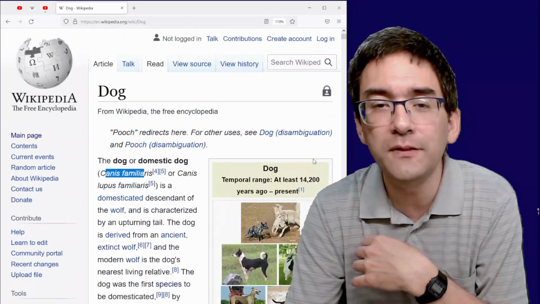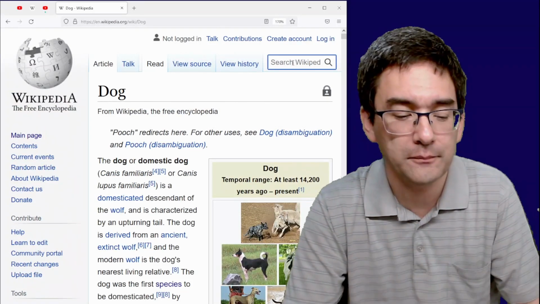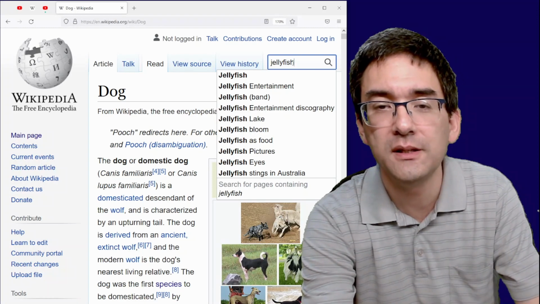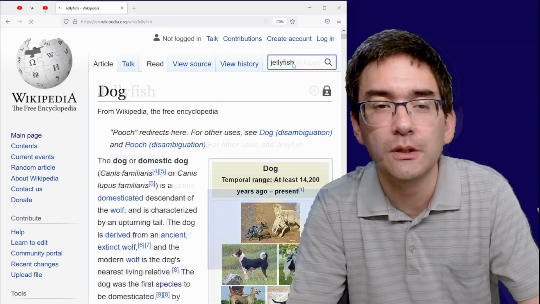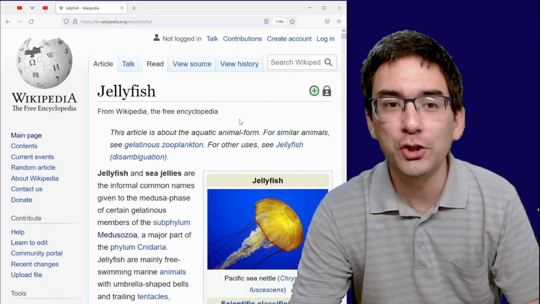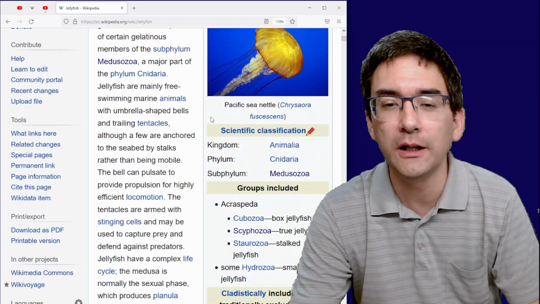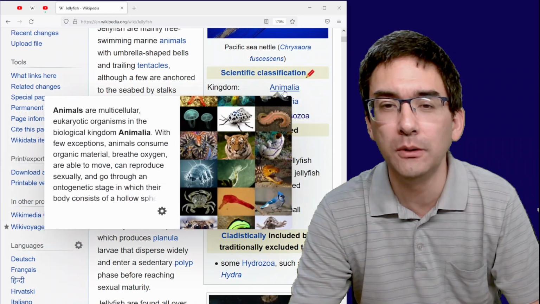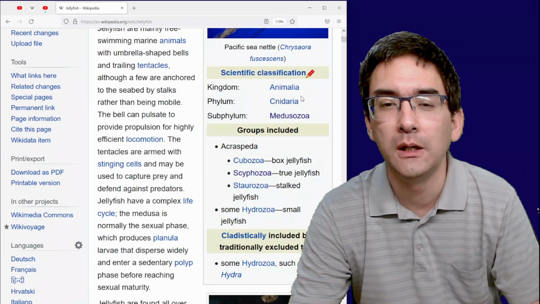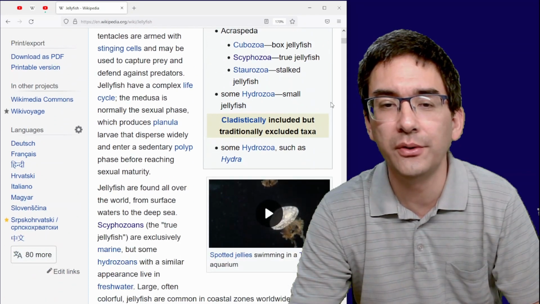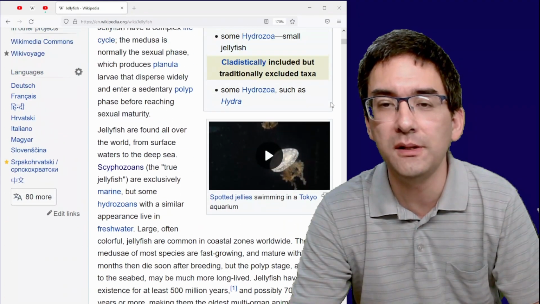So what about the scientific name for jellyfish? What is the scientific name for jellyfish? So here we go, jellyfish. And when you go down, what's the species name? Kingdom, it's an animal. Jellyfish is an animal. Belongs to the cnidarians, to the medusozoans. Let's go down, and I don't see a species name here.